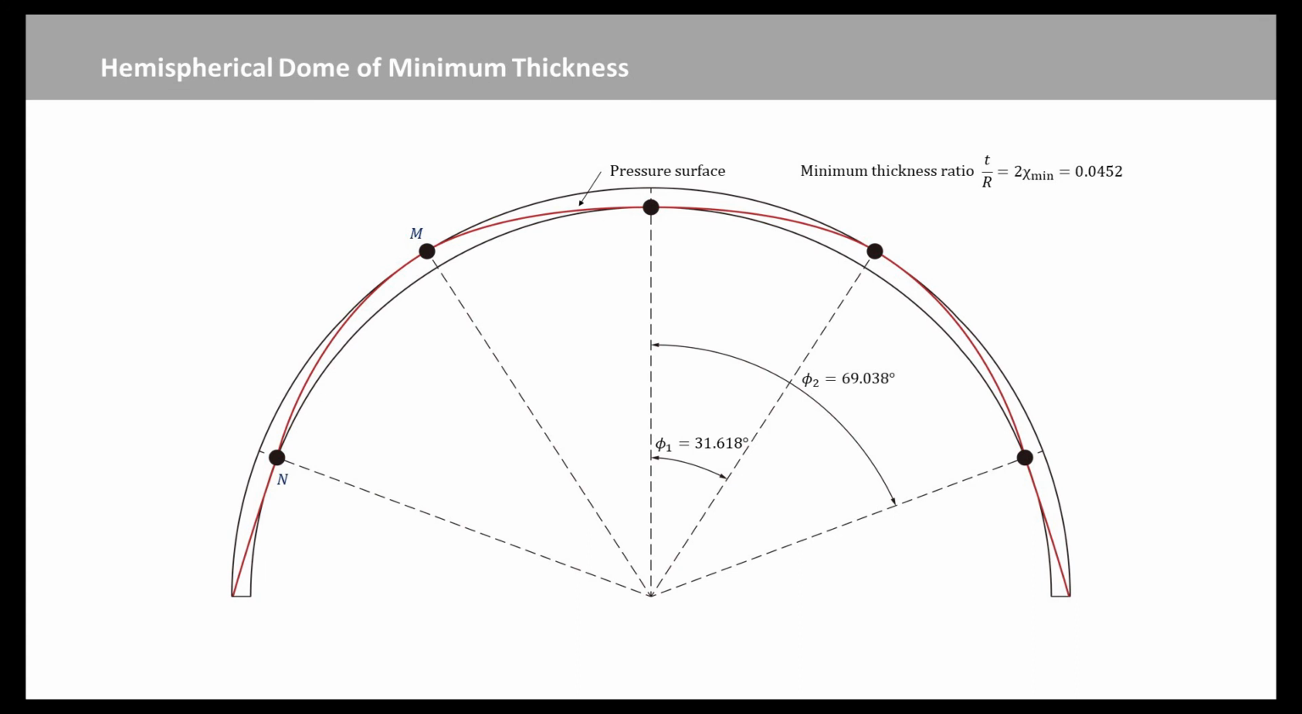This figure shows the pressure curve in the minimum thickness dome. We can notice that at the springs, the pressure passes barely within the dome. Any further thickness reduction pushes the pressure curve downwards, outside the crown. The ratio T over R equal to 0.0452 thus represents the minimum thickness of the dome.